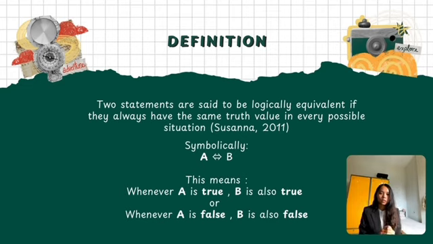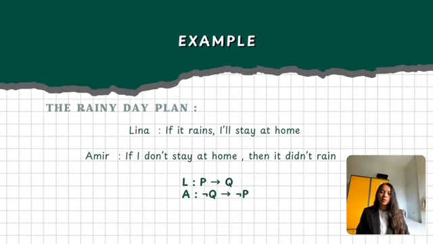Logical equivalence is very useful in simplifying a logical expression, proving arguments, and understanding how different logical forms relate to each other. Now let me go through the examples. For example, we use two statements from the rainy day plan scenario. First, Lina said, if it rains, I will stay at home. Then Amir said, if I don't stay at home, then it didn't rain. We can also write it like that.